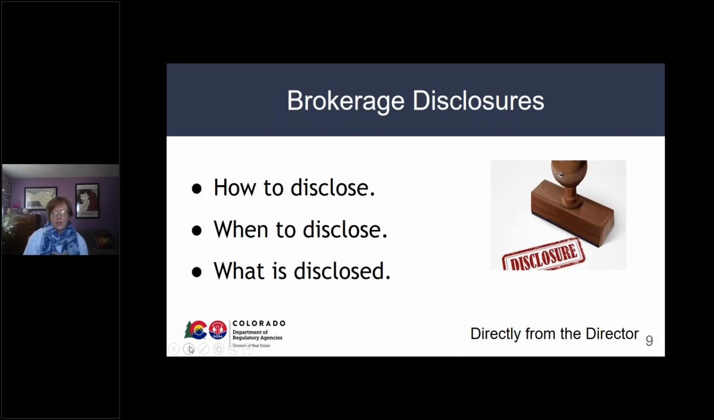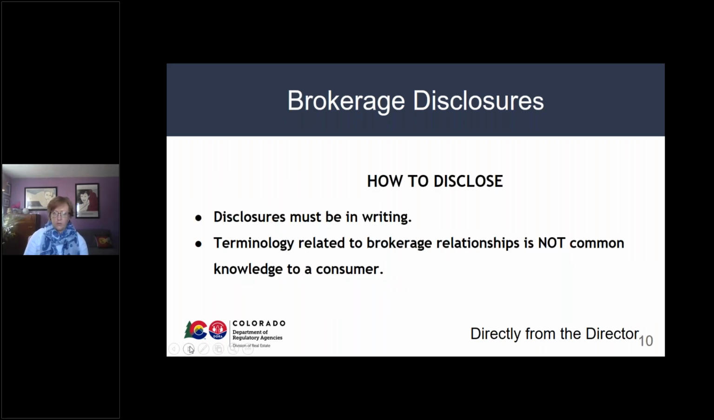So a lot of the questions that come up, particularly when we go out and do our audits of your transaction files, is, how are you supposed to be disclosing? When are you supposed to be disclosing? And what is disclosed? And a lot of people seem to think that you have to have the definitions of working relationships in all of your transaction files.